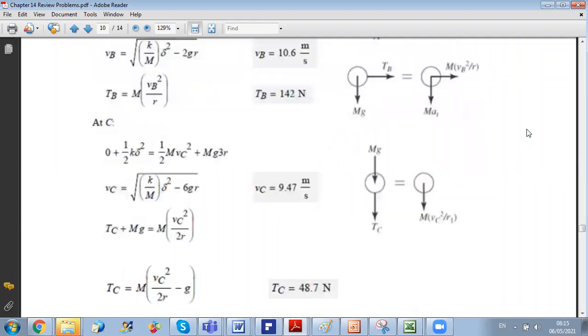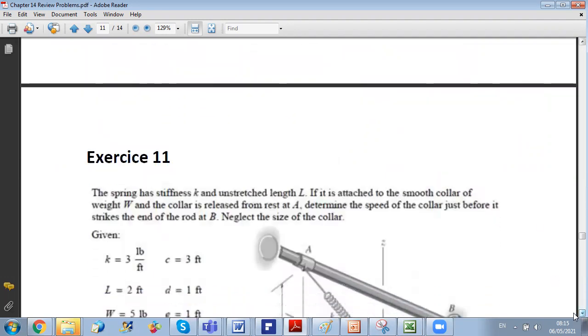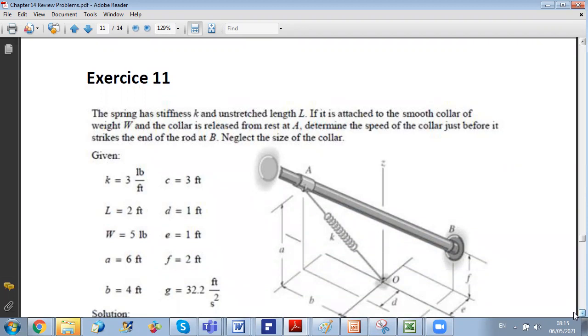So we will continue to do problems on chapter 14. Problem 11. The spring has a stiffness K and a non-stretched length L. If it is attached to the smooth collar of weight W and the collar is released from rest at A, determine the speed of the collar just before it strikes the end of the rod at B. Neglect the size of the collar.